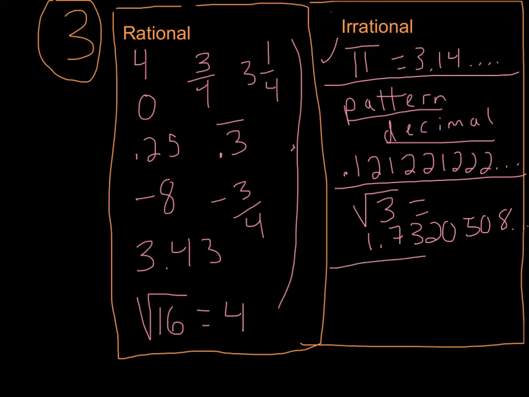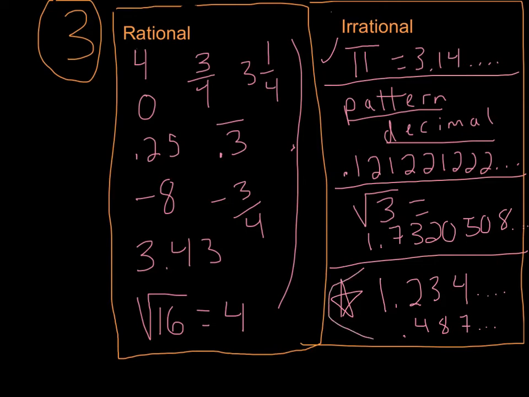Now there's one exception that might be called irrational. I'm going to put a star here because I don't really agree with this, but sometimes you'll see this. You'll see 1.234 with dots after it, which means it keeps going. And another one would be like 0.487. Now, you can't really tell what's happening, and some people call these irrational. So if you see something like that come up, we'll call it irrational. But I don't always agree with that. We'll discuss that later. But make sure you copy everything on the irrational side: pattern decimals, pi, and the square root of 3.